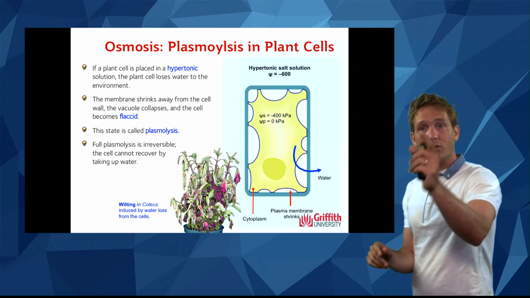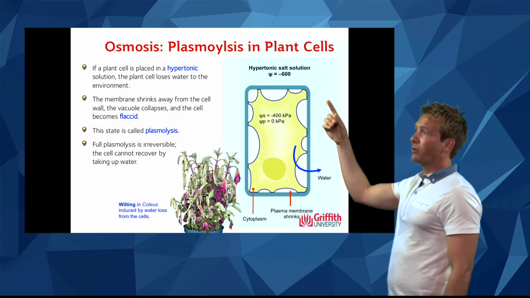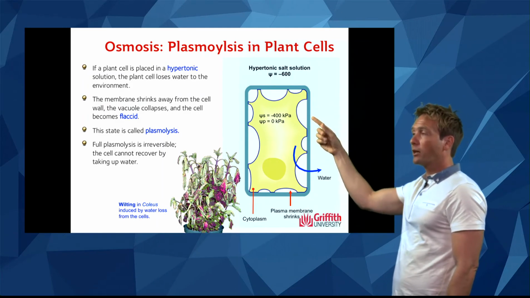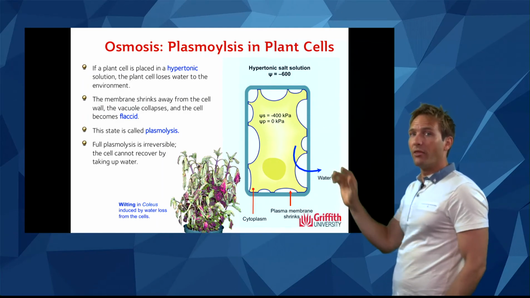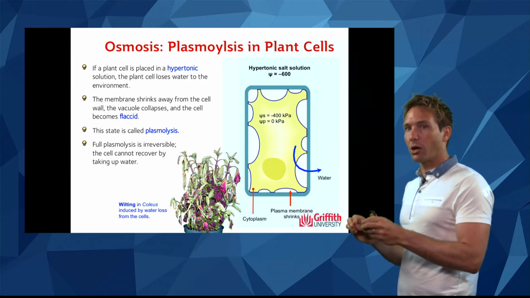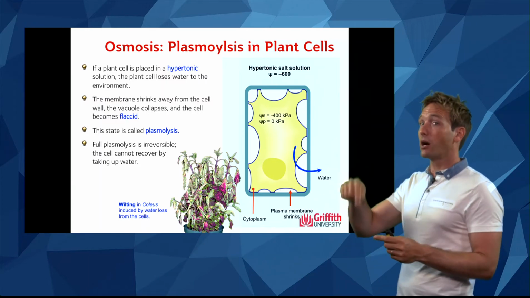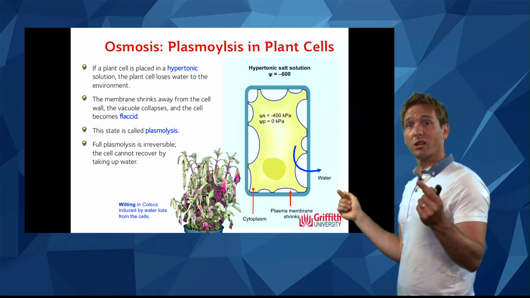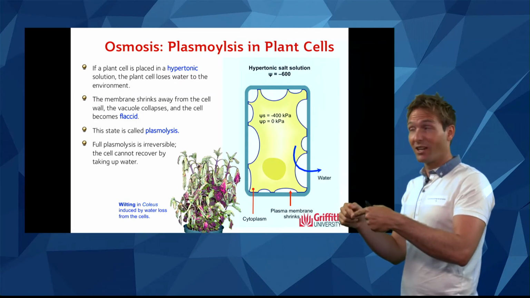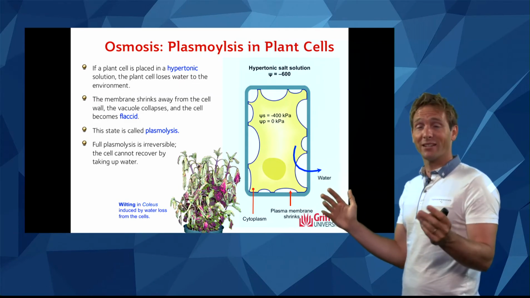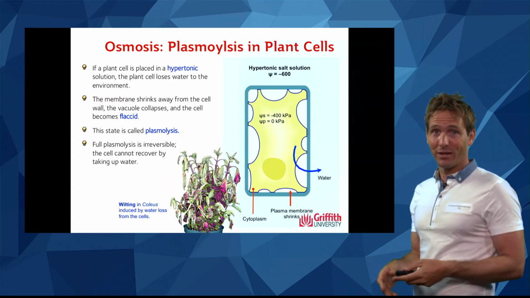Now, the opposite is also true. If the solution around the outside is hypotonic rather than hypertonic, that means there is less salt in the solution outside than there is inside the cell. What's going to happen is the water is going to move inwards to even it out. The cell will expand, and cells can pop that way. They can actually pop.